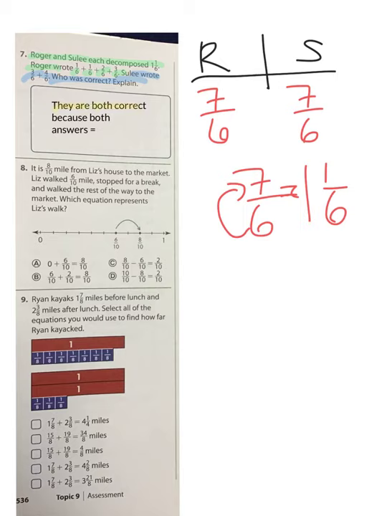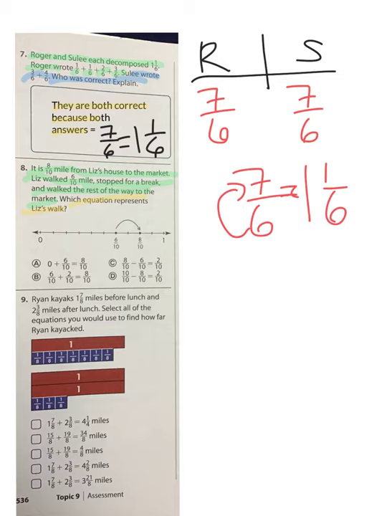So they are both correct because both answers equal 7/6, and when you fix it, it's going to equal 1 and 1/6. All right, look at number 8. It is 8/10 of a mile from Liz's house to the market. Liz walks 6/10 of a mile. She stopped for a break and walked the rest of the way to the market. Which equation represents Liz's walk?